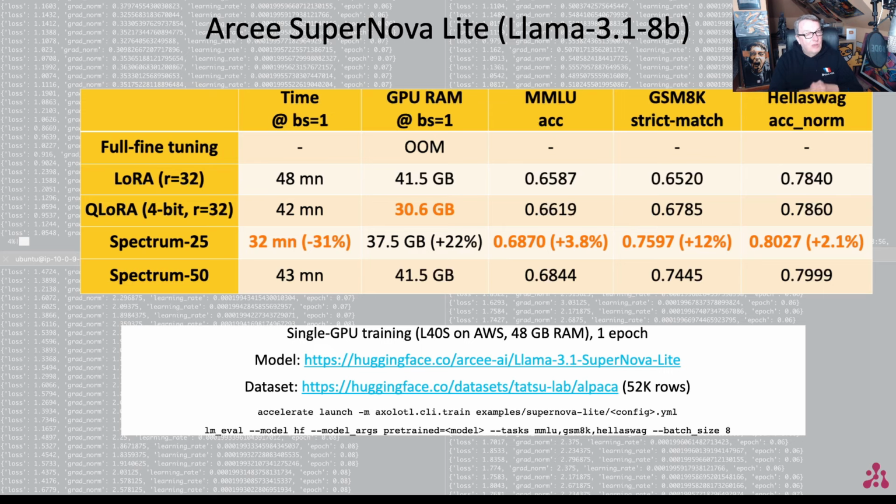And then I ran Spectrum 25. Okay, so keeping only the top 25% layers with the highest SNR. So training time is 32 minutes, which is 31% faster than QLoRA. GPU RAM is a little bit higher, but it's only 22%. It's not crazy. So I could still fit models in there, and even bigger models. The MMLU score is higher. The GSM-8K score is much higher.